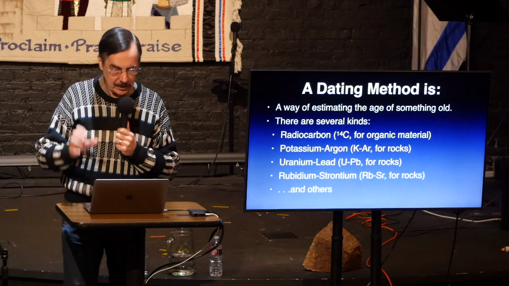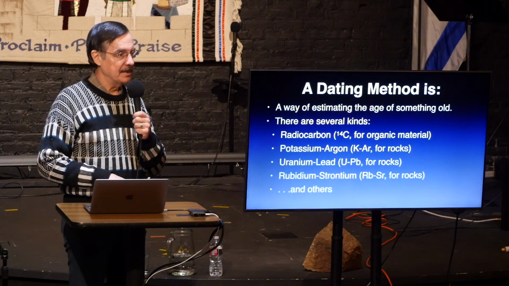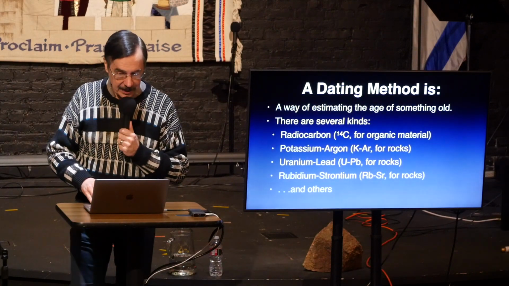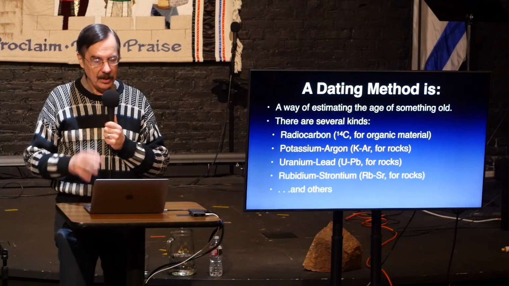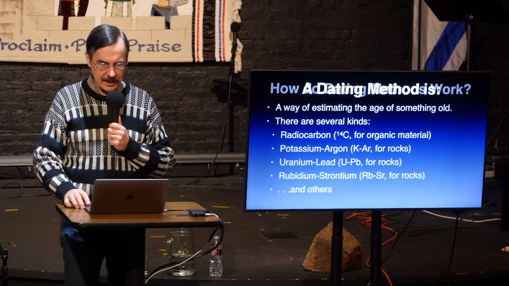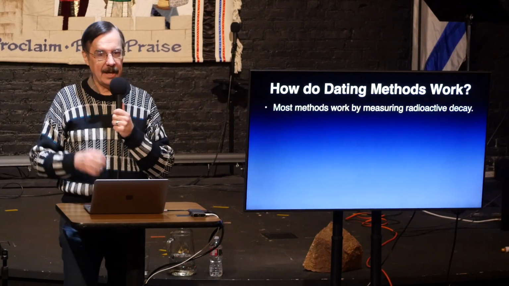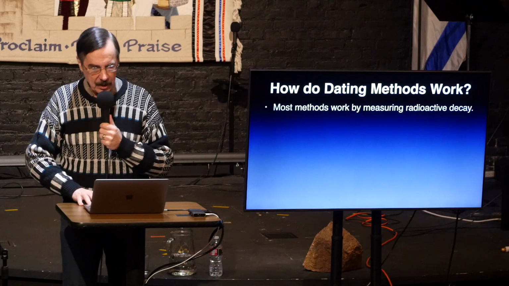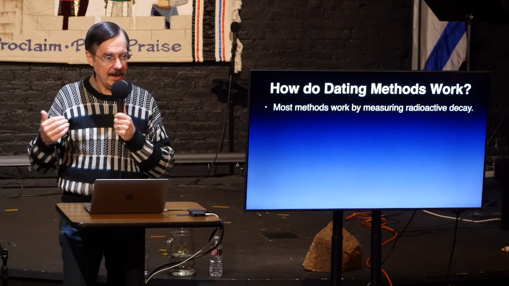There's radiocarbon or carbon-14, carbon dating. That's for organic material, plants, animals. And then potassium argon, uranium lead, rubidium strontium, and a whole bunch of other ones. All of them use radioactive decay, because there is a variety of radioactive materials, and they decay at a certain rate.